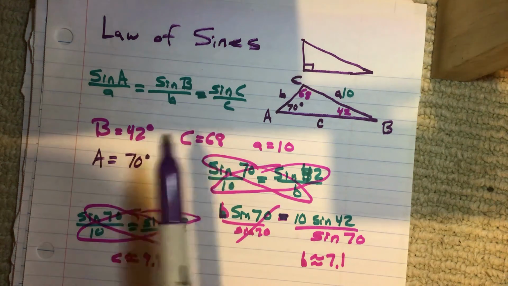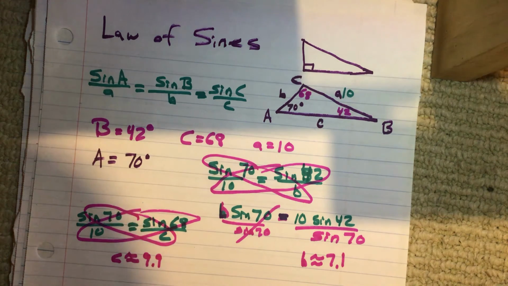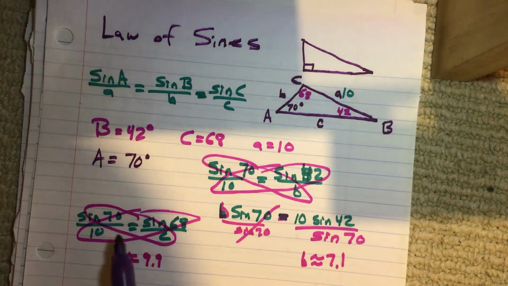The law of sines is just setting up one of these proportions, any pair of these proportions, and then solving for the missing piece. Again, if you happen to be looking for an angle, you would use the second function on your calculator. All the things you learned with sine and cosine before apply here. Okay, so that's law of sines.